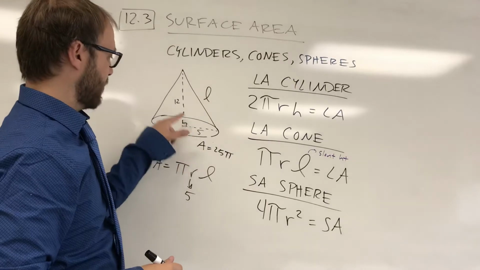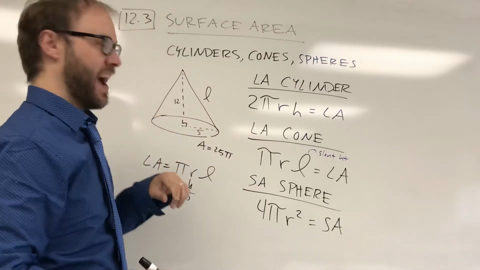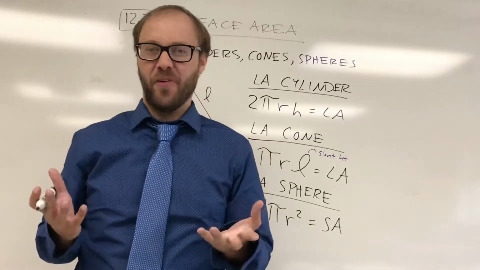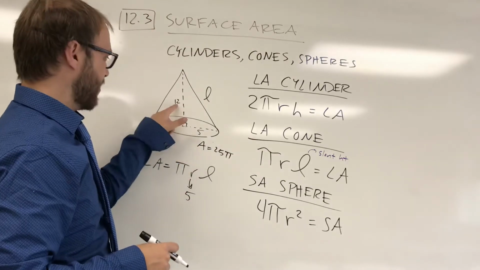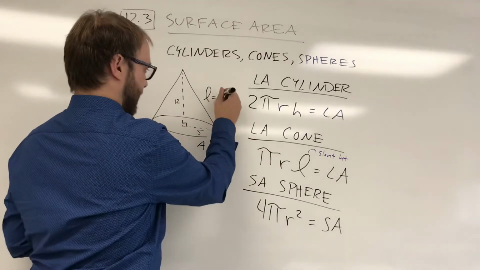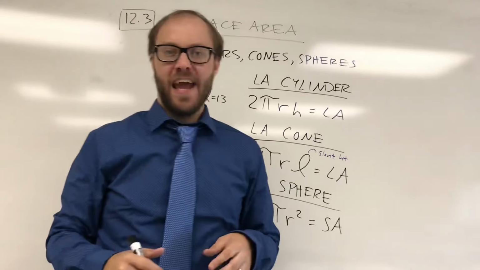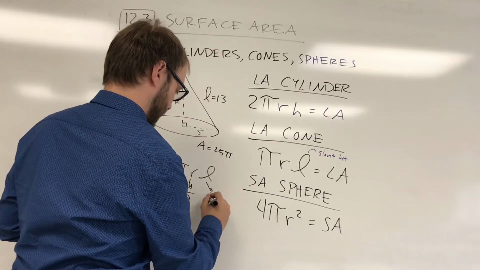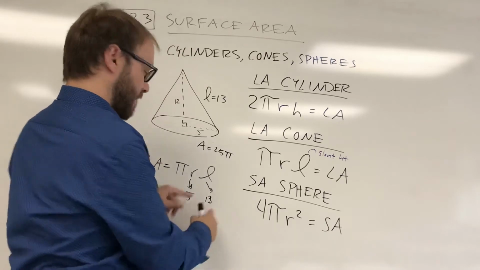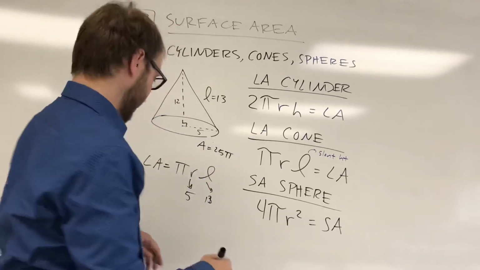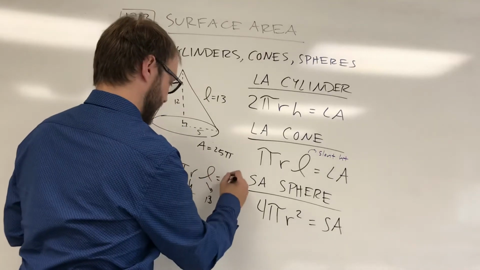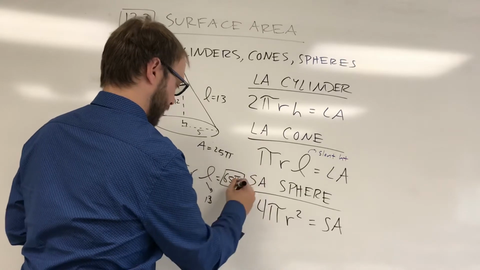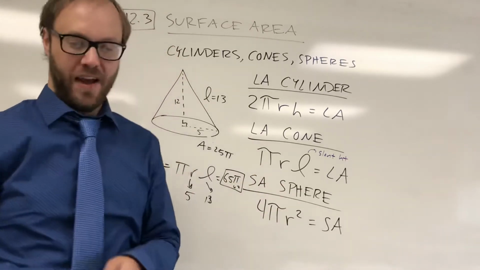And now you should be able to use the Pythagorean theorem to find the missing side, but let's use the triple, okay? This is a 5, 12, 13 triangle, all right? And so the slant height ends up being 13. So I write down the formula, I fill in the numbers. 5 times 13 is 65, and that's getting multiplied by pi. So 65 pi would be the lateral area, technically square units, okay?